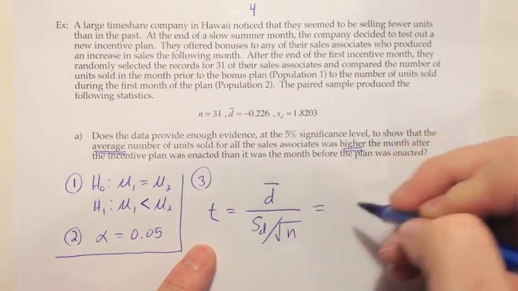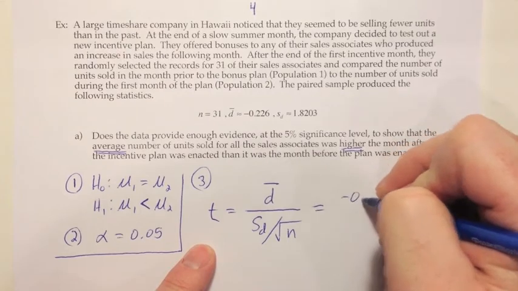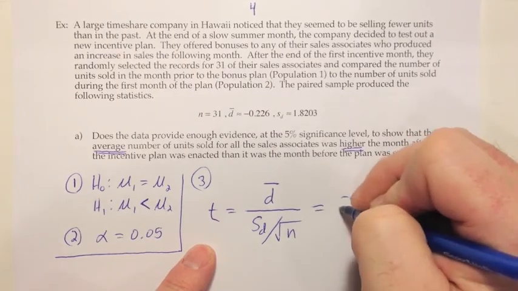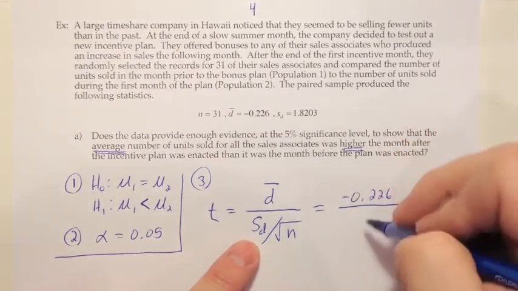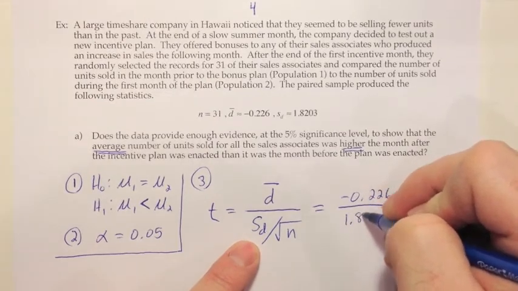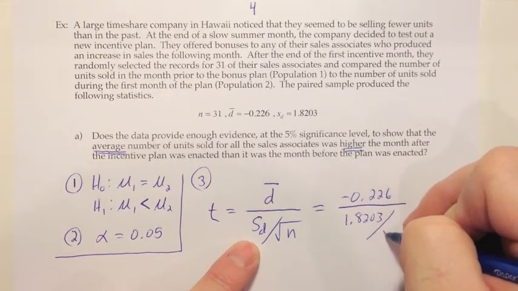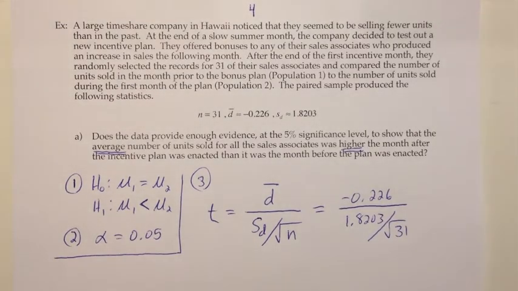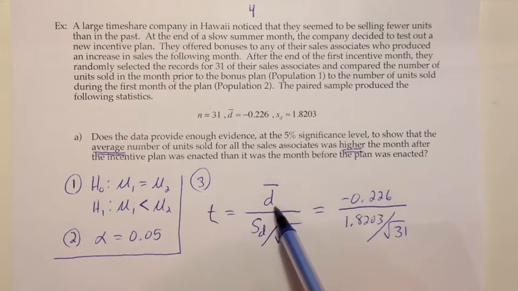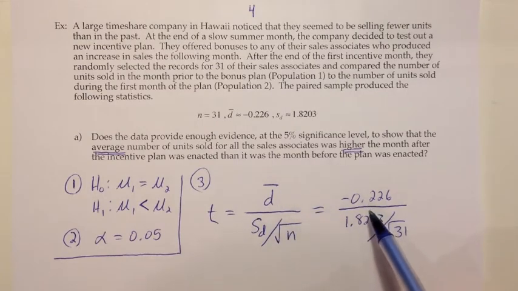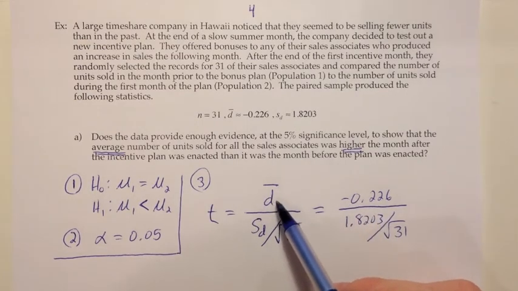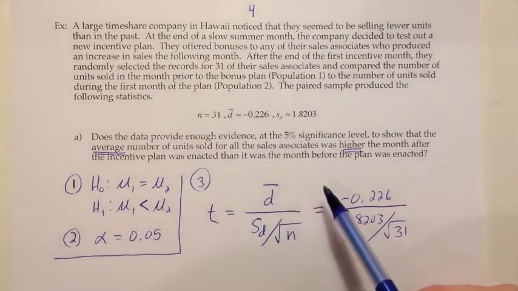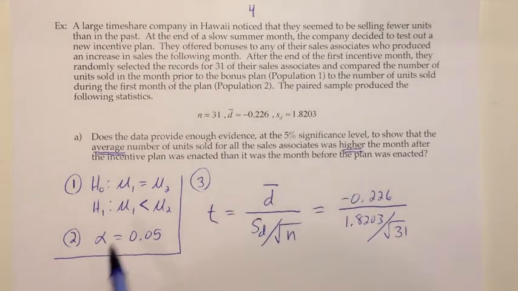So in this case, the average difference was negative 0.226, and that's divided by s, which is 1.8203, divided by the square root of 31. Now, before I enter this in the calculator, I want to think a little bit about what it means that d bar is negative. If the average difference is negative, we have to remember what order the differences are taken. For each person, we're looking at what they did before the incentive and then after.